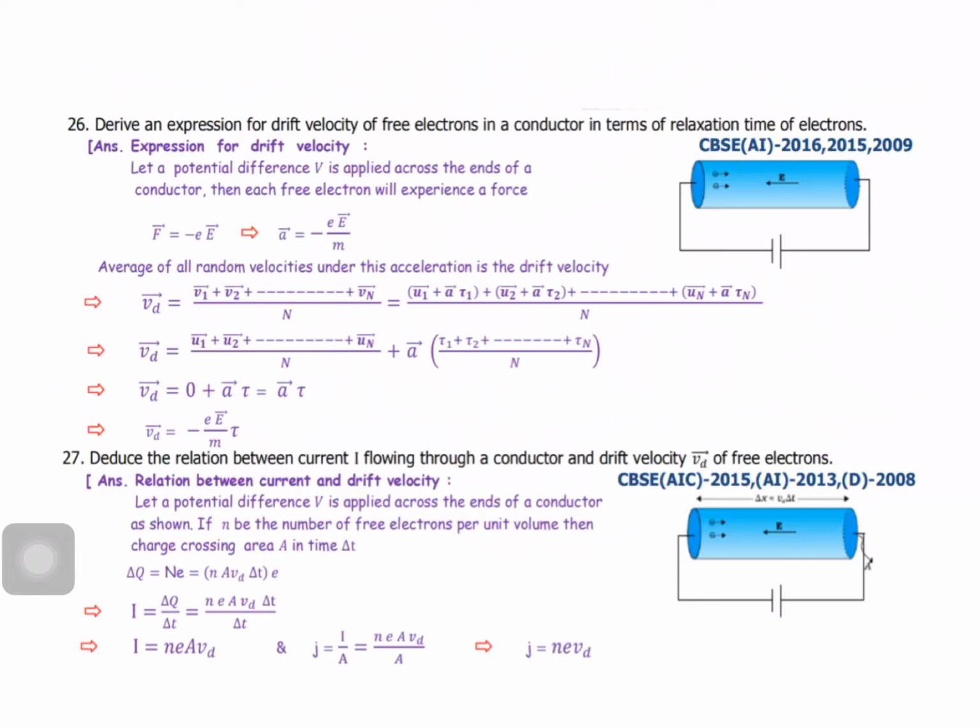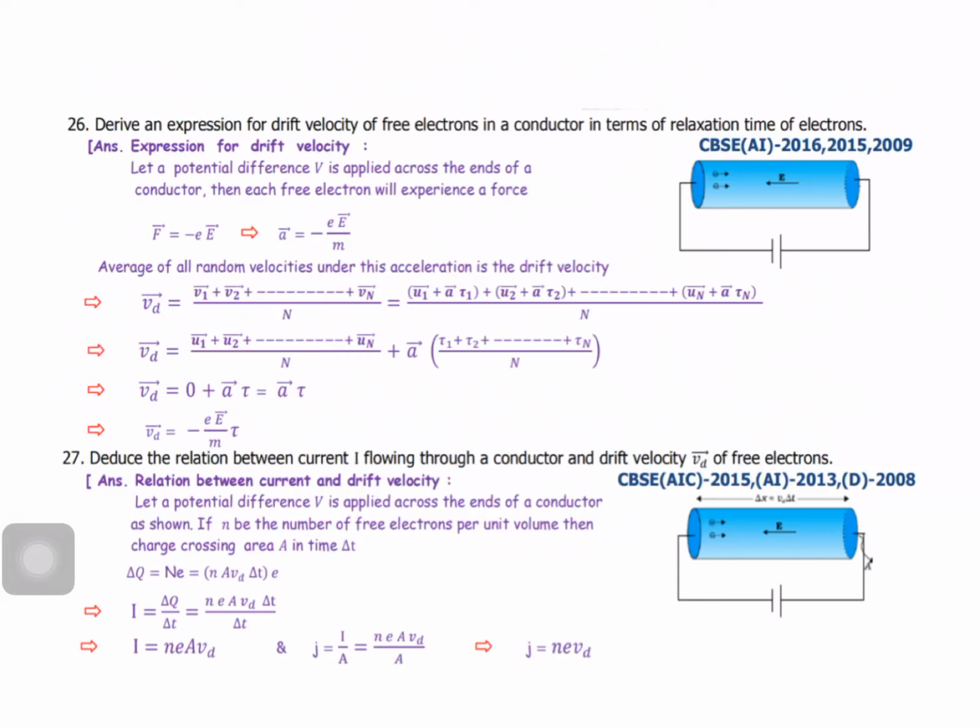So you can write: let a potential difference V be applied across the ends of a conductor, then each electron will experience a force, F equal to minus eE. You know the formula. From that, what is the acceleration of the electron? From Newton's formula, F equal to ma, or you can write a equal to F by m. You know the value of F, so substitute. So a equal to minus eE by m.